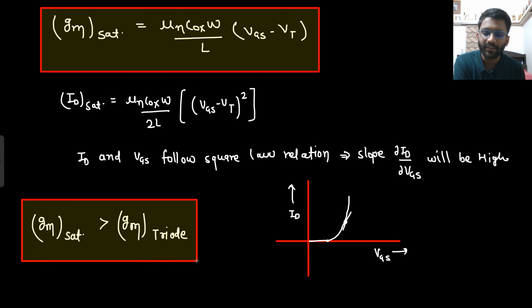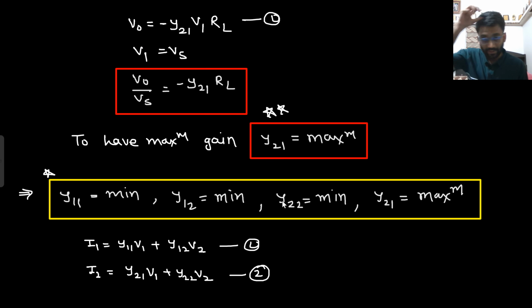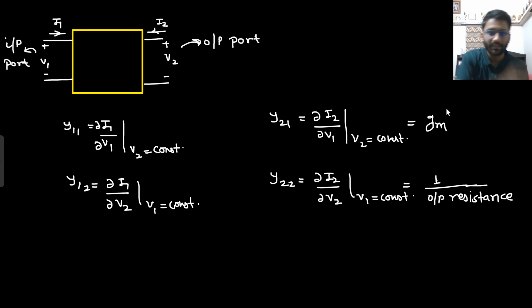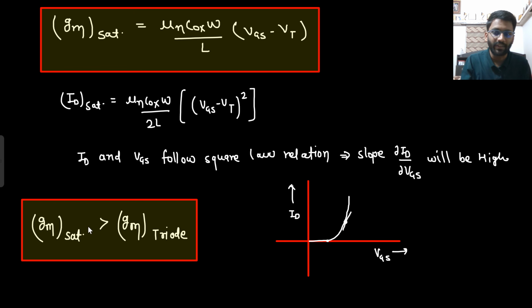And what do we need? We needed high gm or lower gm? Let's check. We needed this value y21 to be large. So we needed gm to be large. And where are we getting gm large? We are getting it in saturation region. So this is one of the advantages. If we are running our transistor in saturation region, we get large gm. If we are getting larger gm, that means we can have higher gain.